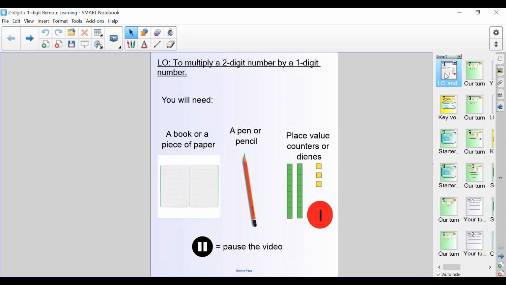You will need a piece of paper or a book, a pen or pencil, and if you've got them, your place value counters, which are these ones here, hundreds, tens and ones, or the Deans. If you haven't got either of these things, don't worry, you'll easily be able to draw them or to use something as a replacement. Remember, if you see the symbol, that means to pause the video.